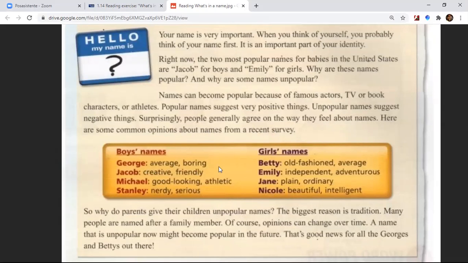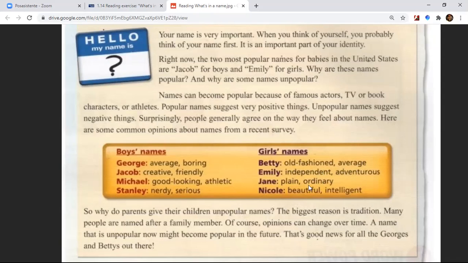George, for example, Jorge, means average, es el promedio de gente, gente normal. Boring, un poquito aburrido, right? Jacob, Jacobo, right? Creative, friendly, creativo y amigo. Michael, Miguel, good looking. No hay ningún Miguel aquí, no. Athletic. Stanley, nerdy, oh, nerd, right? Serious. Now, girls, Betty, old fashioned, un poquito vestida de la moda pasada, right? And average, el promedio. Emily, independent, adventurous. Jane is plain, plana.